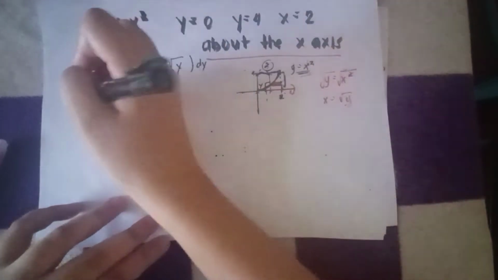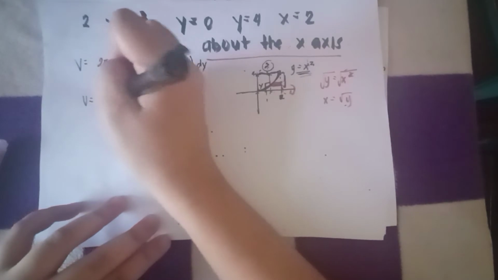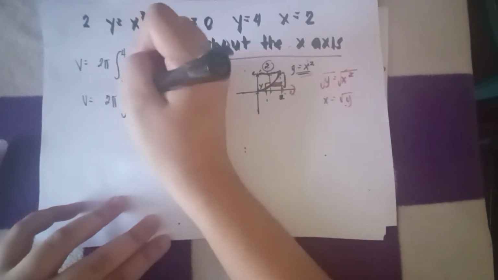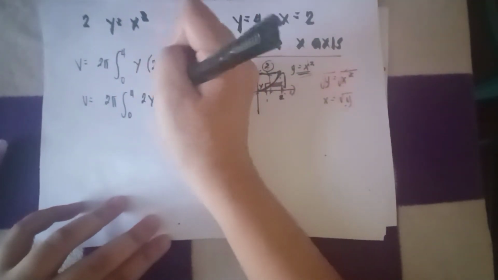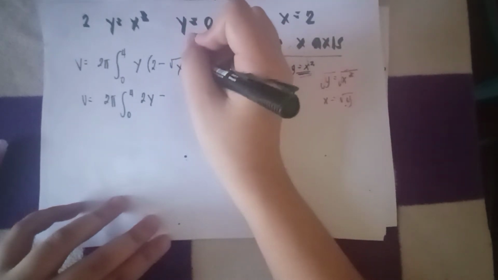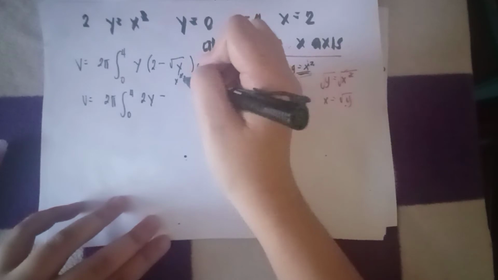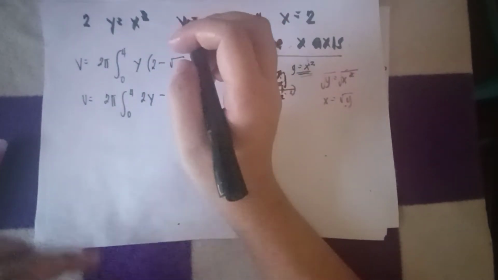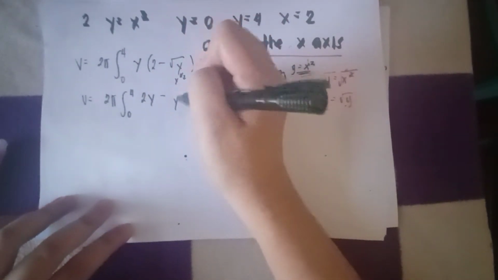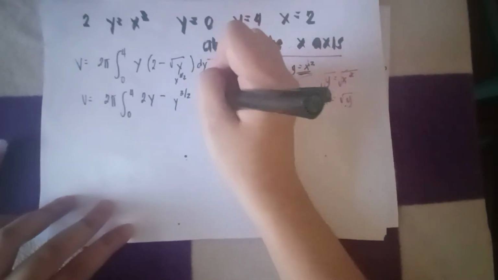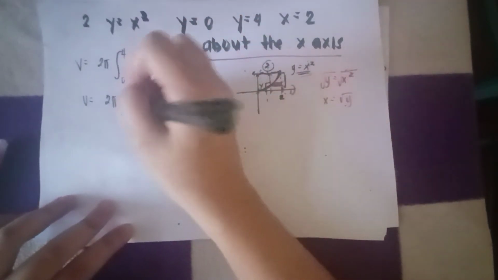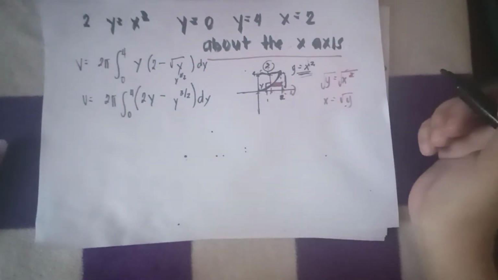So, that will give you V is equal to 2 pi from 0 to 4. Ito ay 2y. Ito ay y to the 1 half, di ba? So, y to the 1 half times y is simply y to the 3 over 2 dy. So, kunin lang natin ang ating integration pagkatapos.